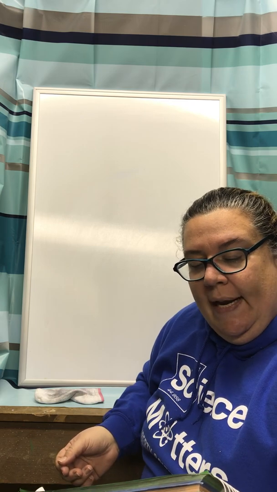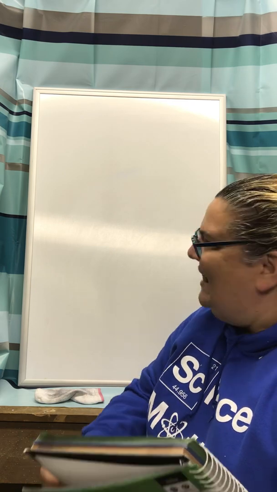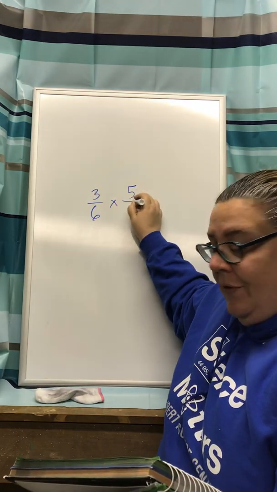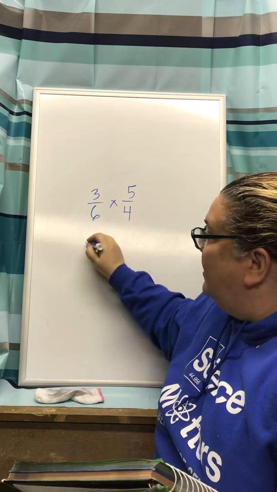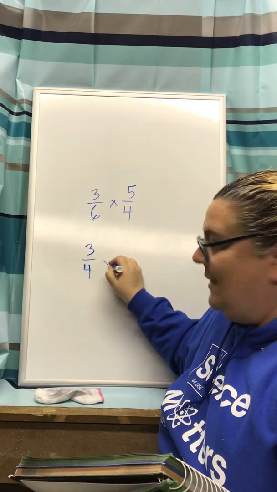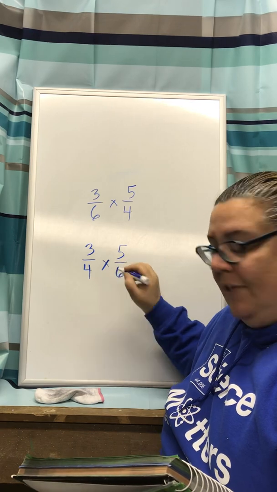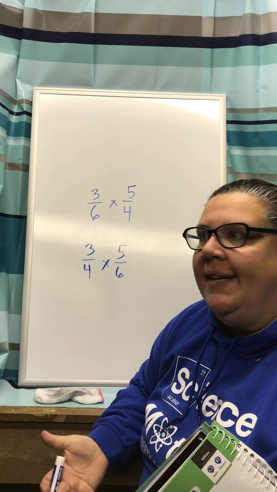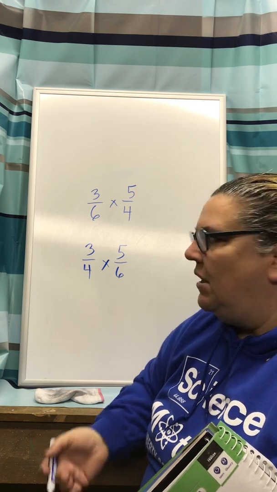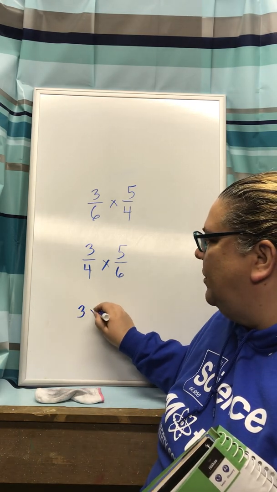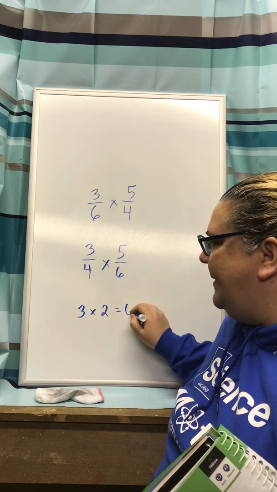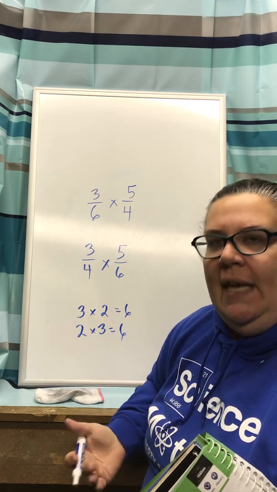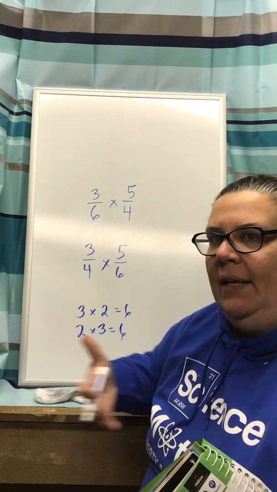So question number 1 is the product of 3/6 times 5/4 equal to the product of 3/4 times 5/6? And explain how you know. So one of the things that I know about multiplication is that it doesn't matter the order that I multiply in. So if I do whole numbers 3 times 2, I get 6. If I do 2 times 3, I get 6. So the same thing works with fractions because I'm just multiplying them across.